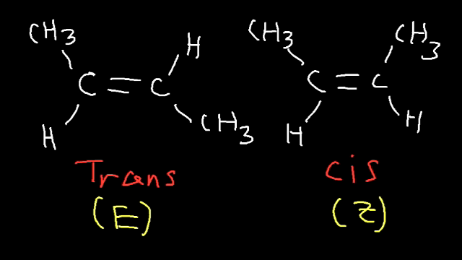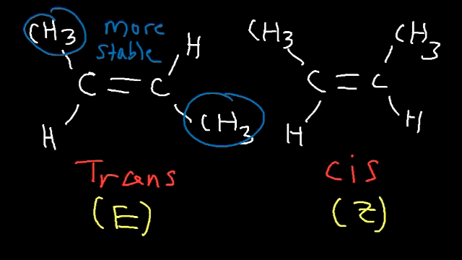Now, which of these two alkenes is more stable? Typically, the trans isomer is more stable. As you can see, the methyl groups are further away from each other. When they're closer, it's going to be less stable due to steric factors. Now, keep in mind, cis-trans isomers are also known as diastereomers. We'll talk about diastereomers later throughout the course of this video.